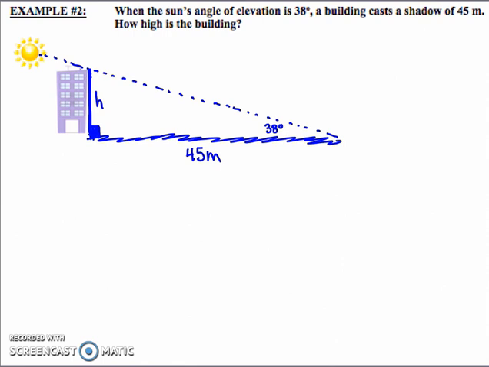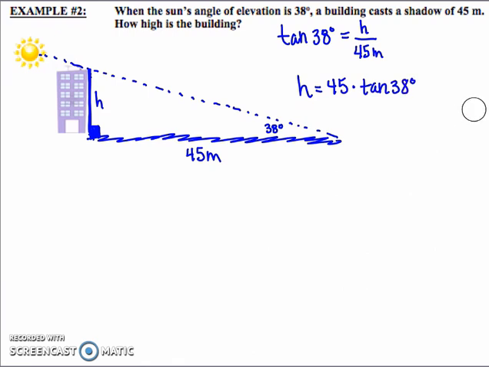So again, we know the 38-degree angle. We know the side adjacent is 45, and we want to know the side opposite. So once again, we are going to be using tangent to solve this problem. Tangent of 38 degrees is going to be equal to the side opposite, which in this case is h, over the side adjacent, which is 45 meters. Rearranging our equation, solving for h, we're going to multiply both sides of the equation by 45. So h is going to be equal to 45 times the tangent of 38 degrees.